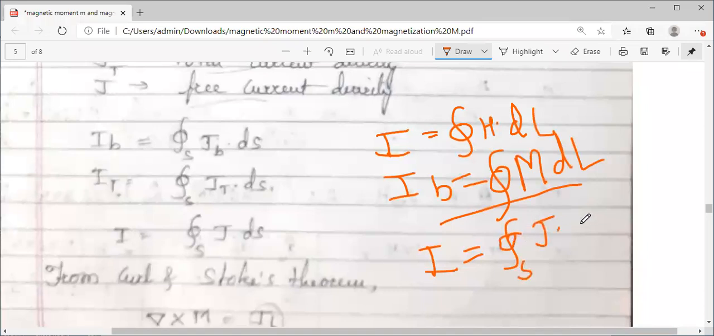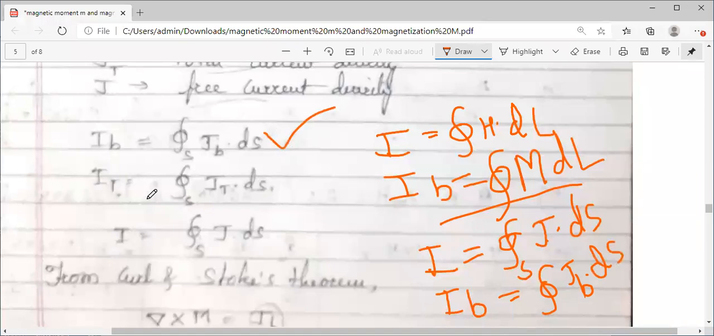Surface integral of J dot ds is equal to I, free current, the conventional current that you use. But in case of magnetization, I is replaced with I_B, and whatever current density J I am talking about, it is again with respect to the internal structure, which will now be denoted as J_B. And suppose I want total current, it is the combination of both free current and bound current. I will write it with just the subscript changed to capital T. This is an analogy I am giving, that's it.